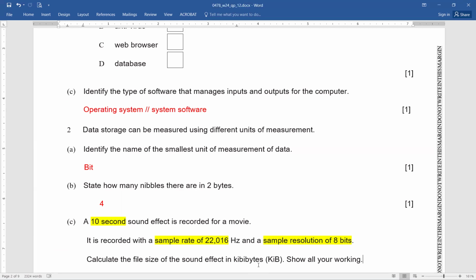Whenever you get a question of calculation of file size, always concentrate on writing down the whole answer first, writing the whole values first, and then, if possible, you can show the simplification and get the answer in the end. So 22016 multiplied by 8 multiplied by 10 will be in numerator, and denominator will contain 8 and 1024. Do you want to try it out?